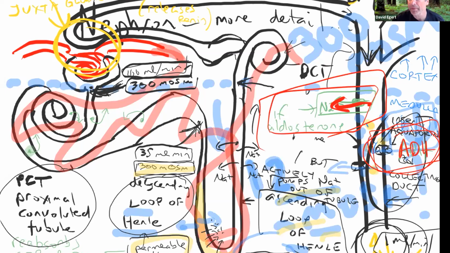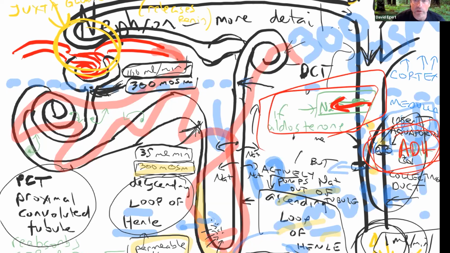But they can be controlled separately as well. You can insert the aquaporins independently. You can do the sodium pumps independently using the different hormones. But often they're together in order to maximize water reabsorption. That makes sense? So let's leave that there.